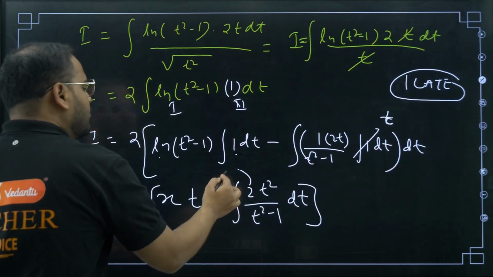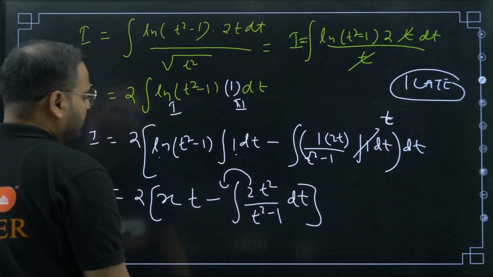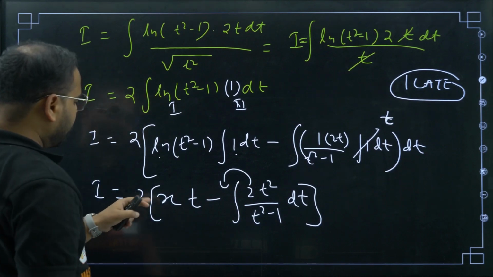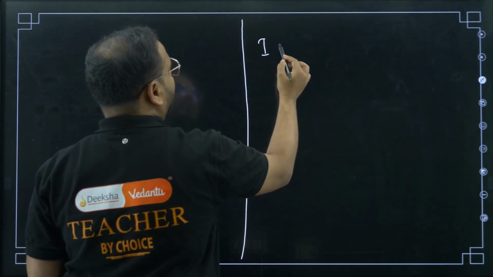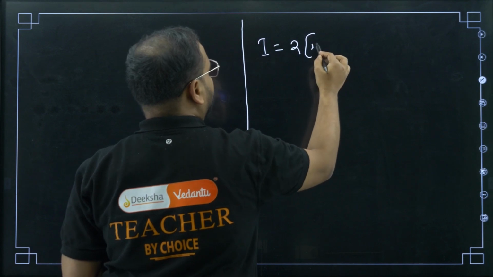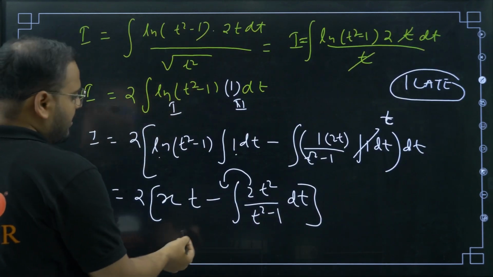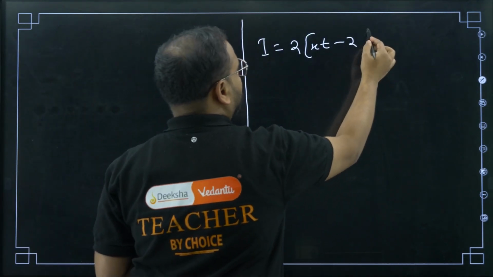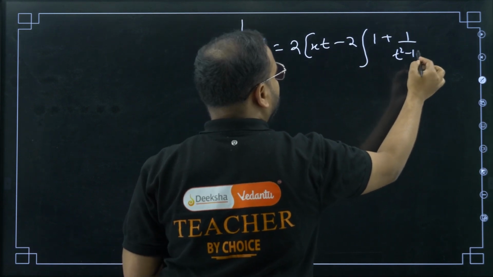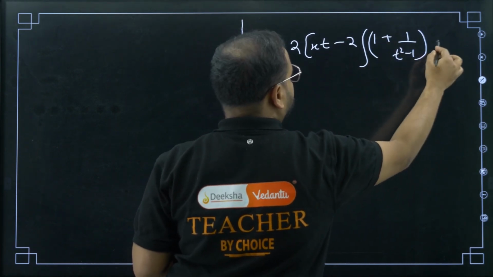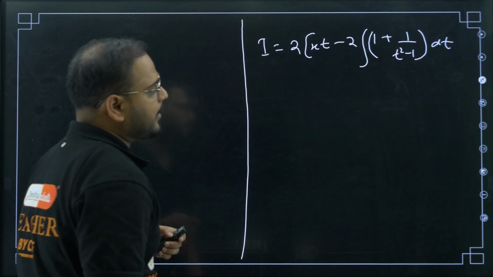So now I can take this 2 out, and you'll see what I can do. From here, I'll rewrite this again over here. Please have a look. My integration will become what? 2 times xt will remain as it is. Minus 2 will come here. I'm writing this as 1 plus 1 upon t square minus 1 dt. Okay, now please have a look.